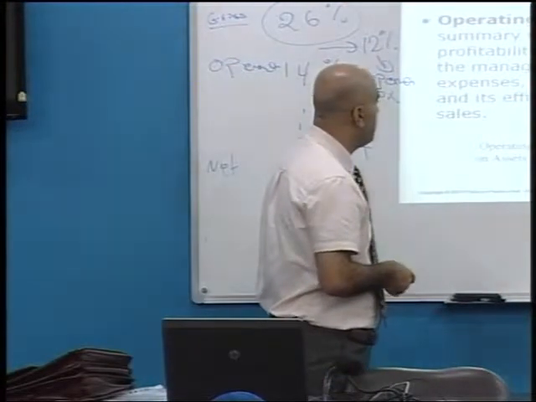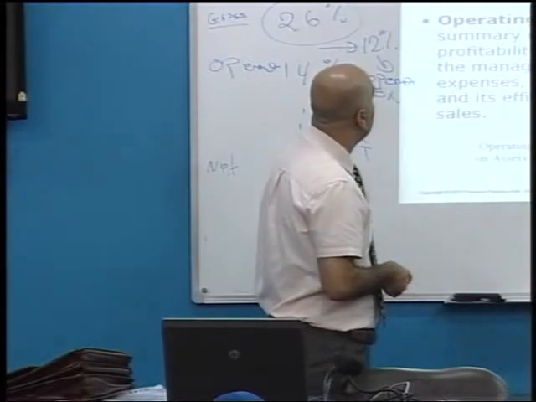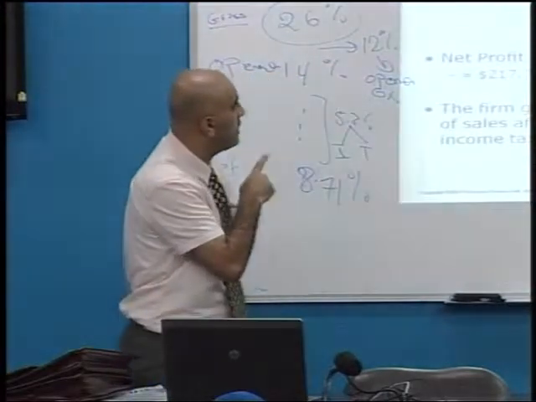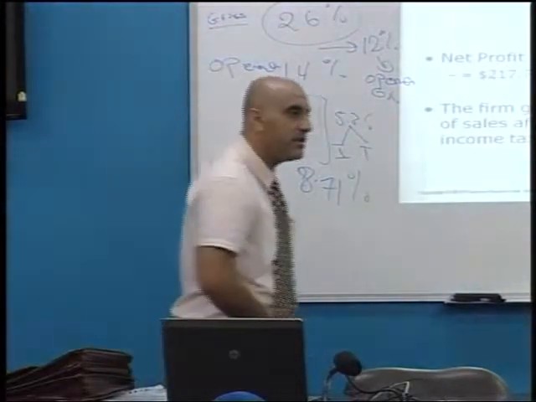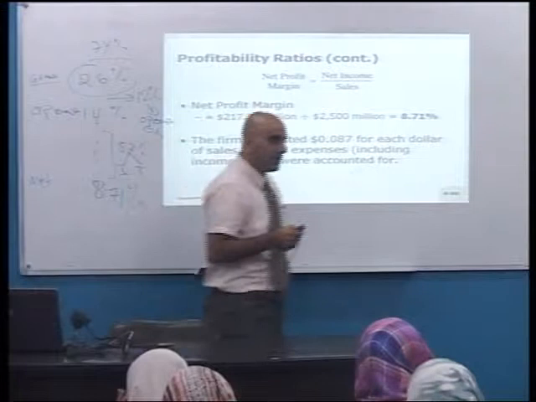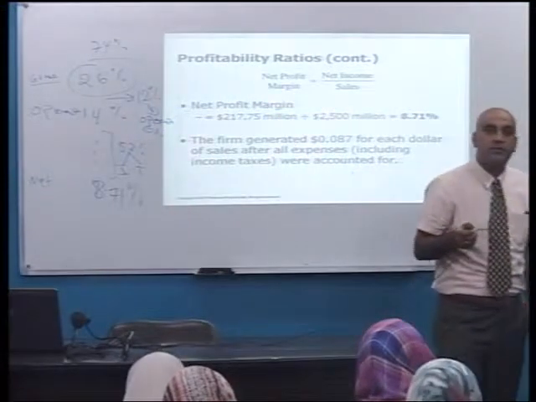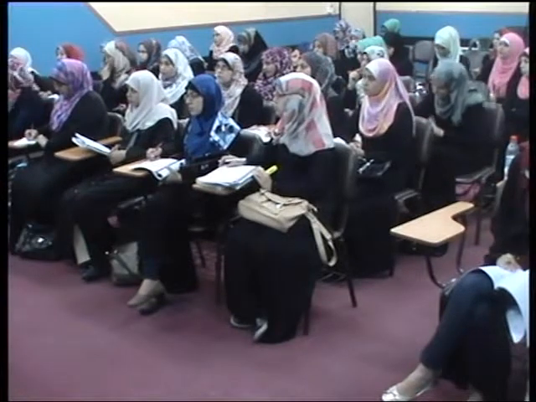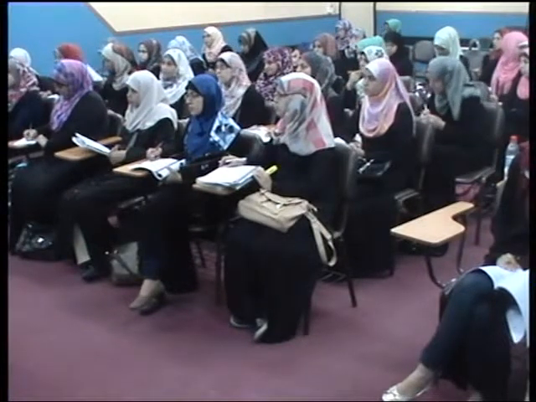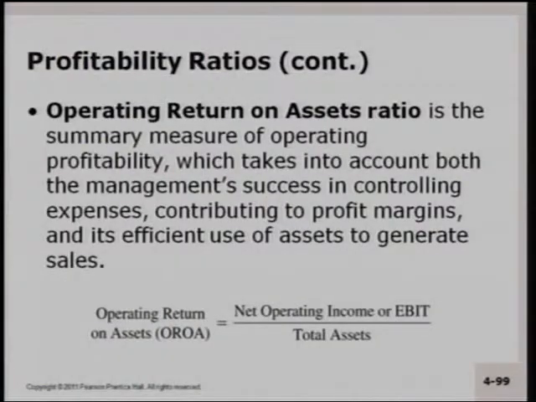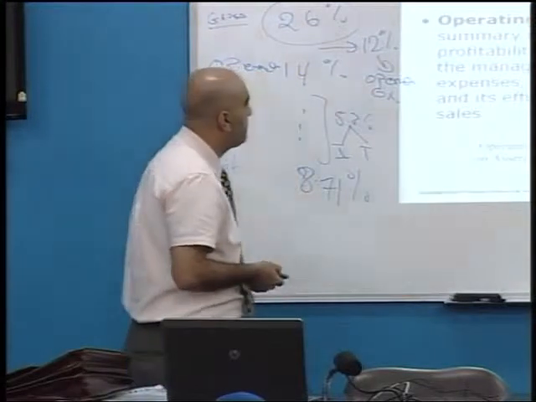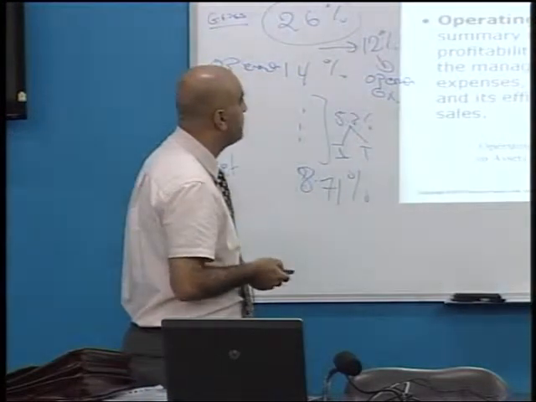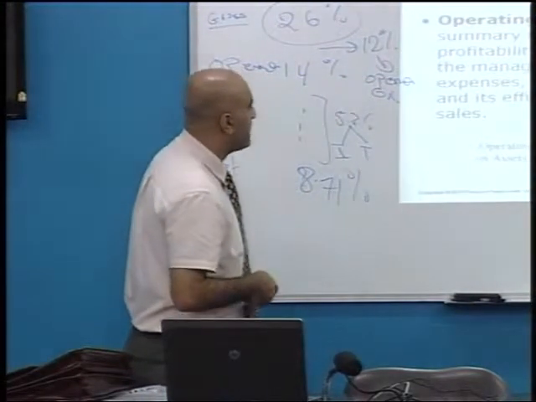Any question related to the net profit margin, the operating margin, and the gross margin? Okay. Let's move to the other profitability ratios. This measures the efficiency of assets in generating sales or generating profits. Operating return on assets.